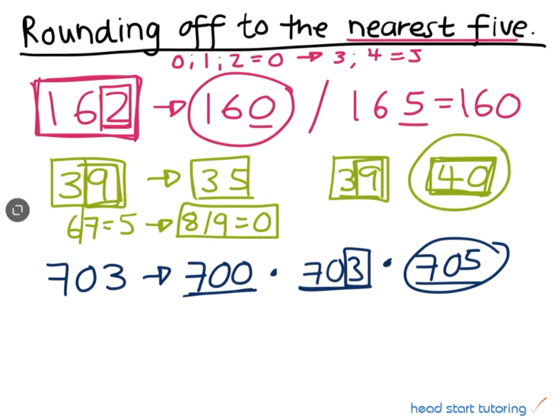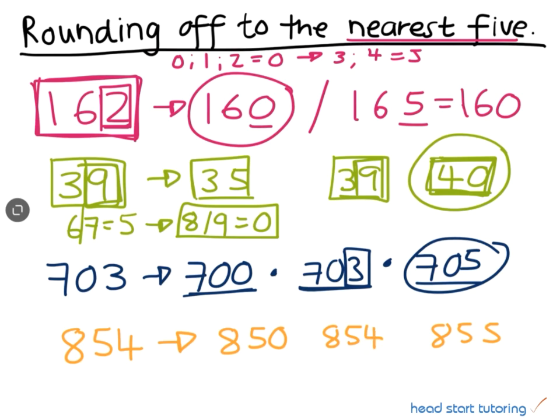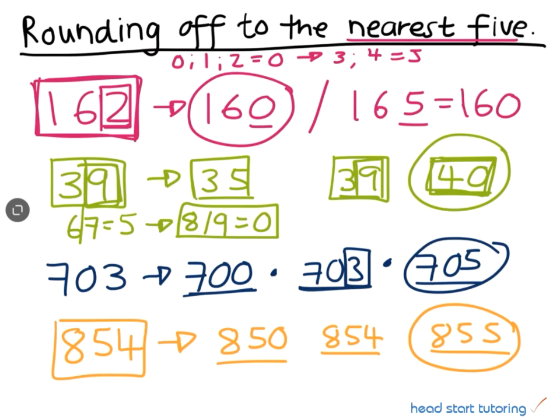If we look at one more example, 854, we know that 850 and 855 fall on either side of 854. So now we need to decide, is 854 closer to 855 or 850? And it's very clear that 854 is closer to 855 because it's only 1 digit away, whereas it's 4 digits away from 850. So 855 would be rounding off the number 854 to the nearest 5.